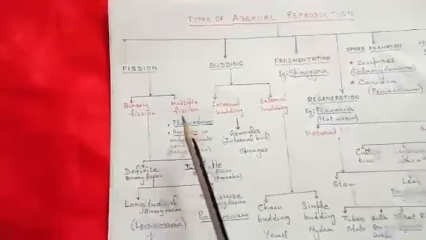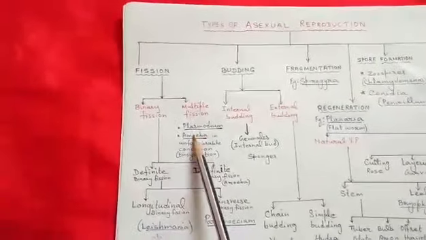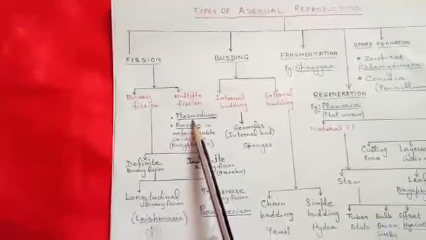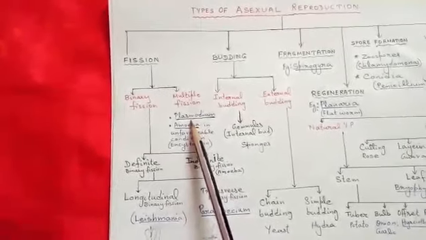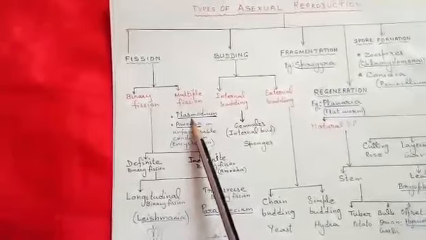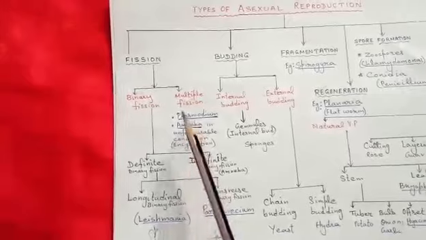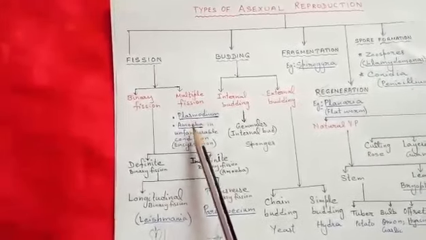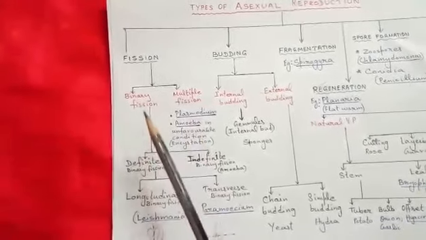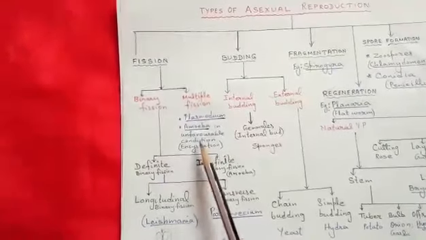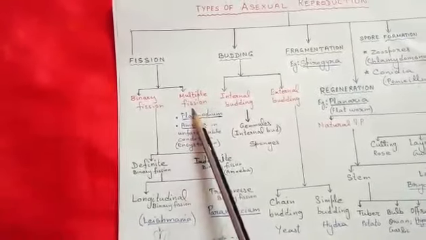You can see the examples of multiple fission, that is Plasmodium, which is the malarial parasite, and it reproduces through multiple fission in RBC and liver cells. And you can see amoeba also. Amoeba naturally does binary fission, but in unfavorable condition it undergoes encystation and does multiple fission.